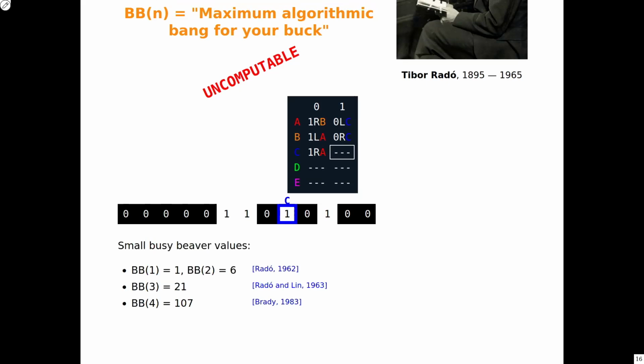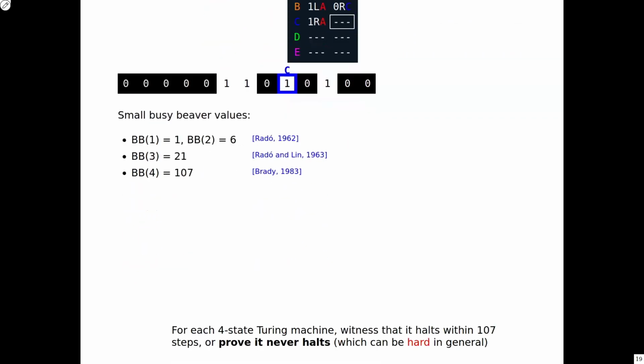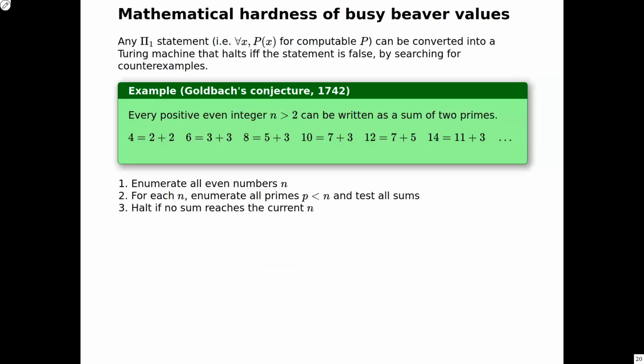Before our work, this was the state of the field. BB(4) equals 107, which was found in the 80s by Allen Brady. It means that if I give you a 4-state Turing machine, you can know if it will halt or not just by running it for 107 steps. If you run one more, you know it will never halt.